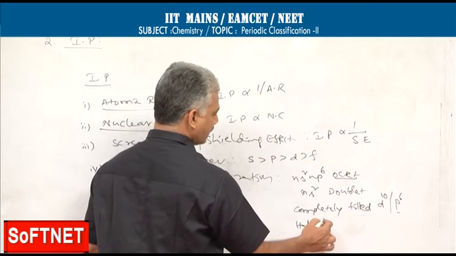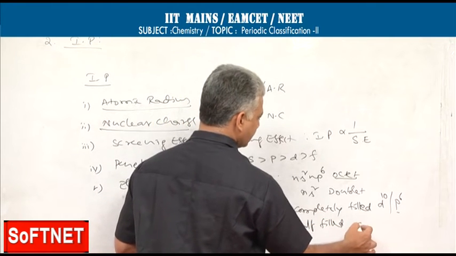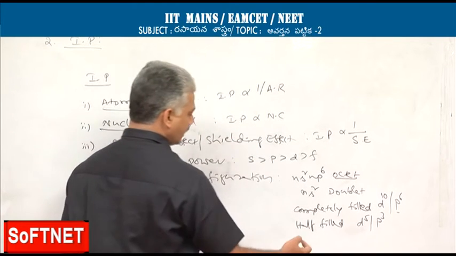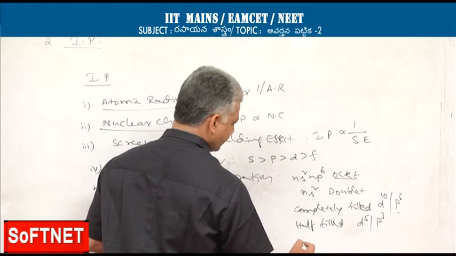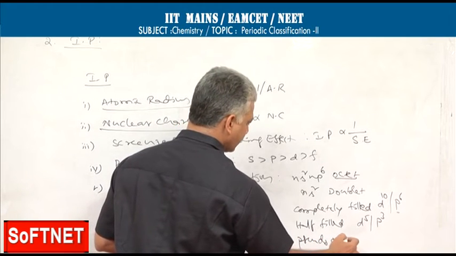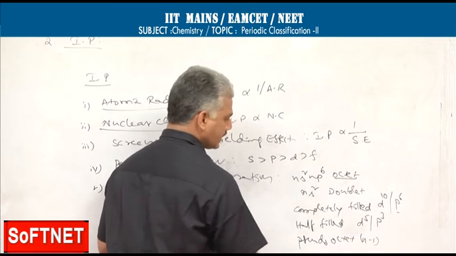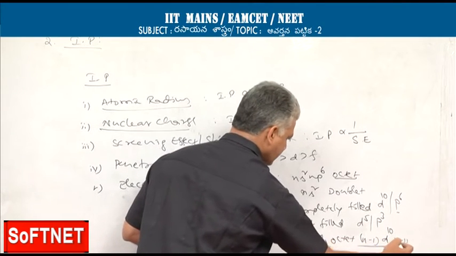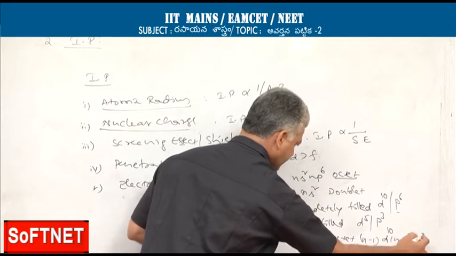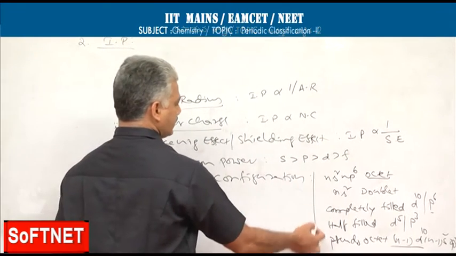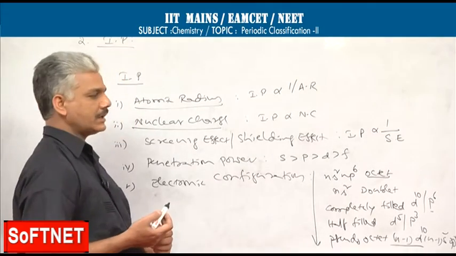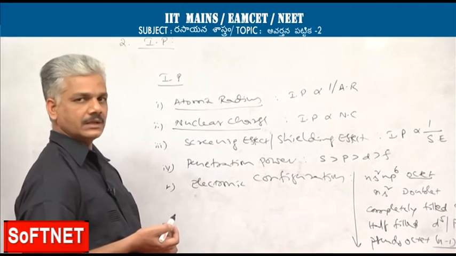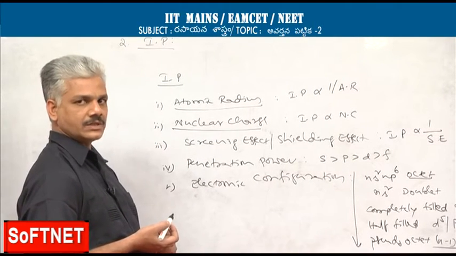Then half-filled configuration is also considered to be stable. This half-filled comes in two cases, one is d5, another one is p3. And the next most stable electronic configuration is known as pseudo octet configuration, which is represented as (n-1)d10, (n-1)s2 and p6. In this direction, stability value comparatively decreases. So, whenever you come across these electronic configurations, suddenly there will be an increase in the ionization potential value.